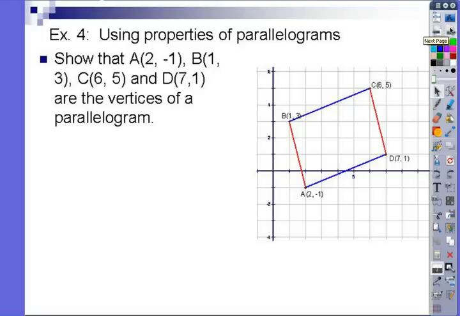How could I use that to show this is a parallelogram? If I found the length of BC, what else would I have to do? Find the length of AD, and if they're the same number, then they're congruent. And then do the same thing for BA and CD. Okay, so if we were to do that, you guys will get plenty of chances to do this.